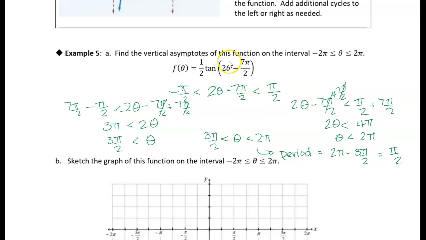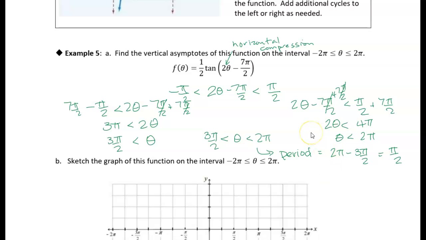Which makes sense because we have this vertical compression, or sorry, horizontal compression going on, right? This means that there is a horizontal compression. But I tell you, I don't memorize all those translations. I'd rather reason it out. Okay, so there's my period.